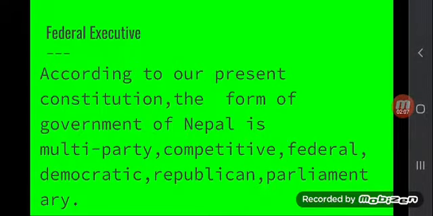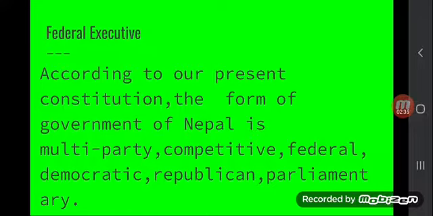Nepal is a federal democratic republican country. So there are three structures of government: federal government, provincial government, and local government. So there are also three types of executives. First of all, what is the federal executive?